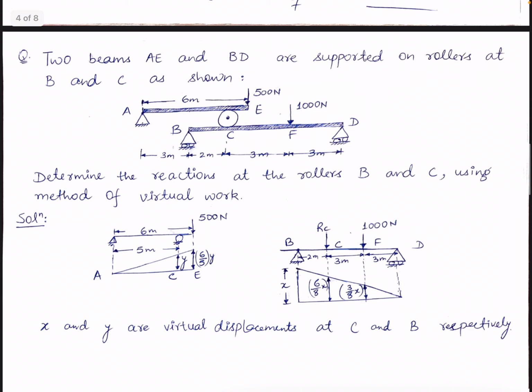Now the next problem, it is looking like a complex problem, but it is actually a very easy problem. So what is the problem? Two beams AE and BD, as you can see in the figure, are supported on rollers at B and C as shown. Determine the reactions at the rollers B and C using method of virtual work. So in this case you can assume AE and BD as two separate beams, and at C there will be a reaction in both the beams.